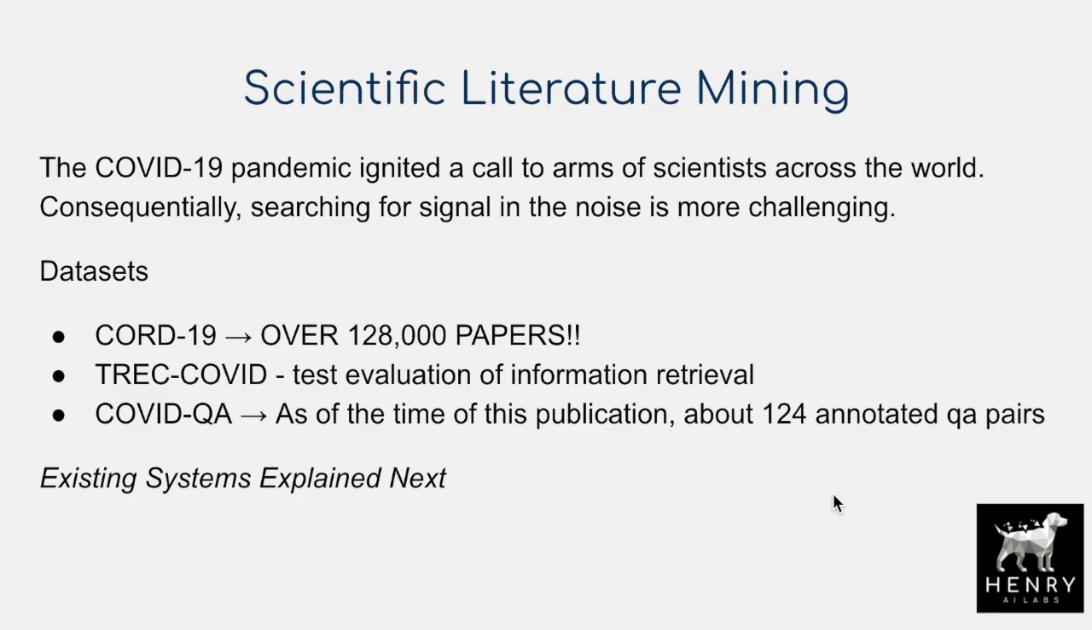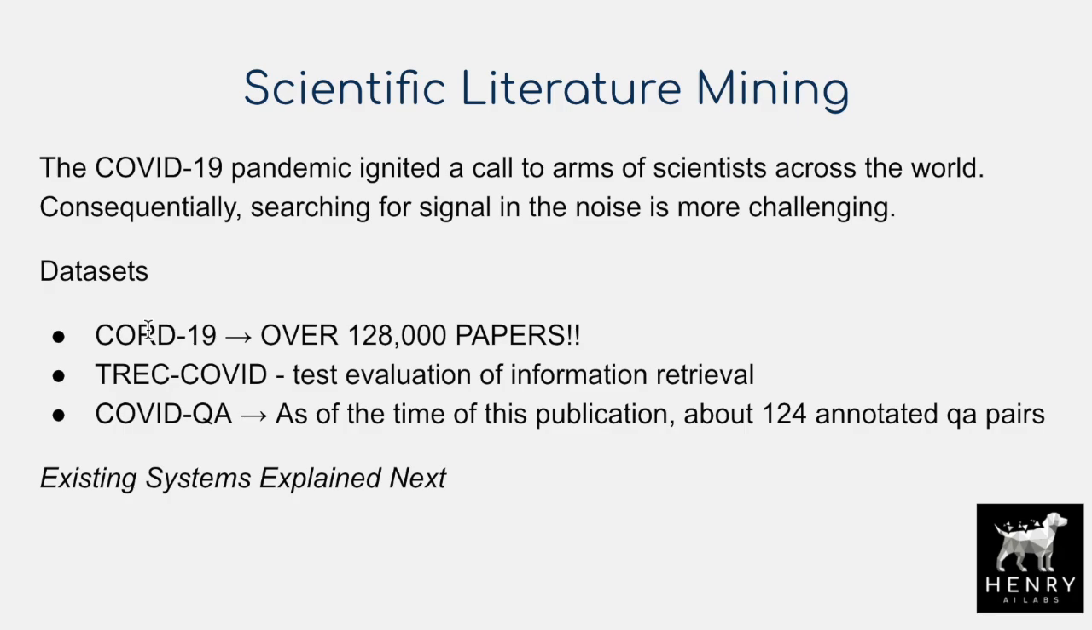The COVID-19 pandemic had tons of research published about it. This COVID-19 dataset, sourced by many institutions, such as the Allen Institute, the National Library of Medicine, and others, has over 128,000 papers. Now I think it's over 140,000 papers of all these scientific papers written about COVID-19 and anything that might be relevant. So no single person or group or team could be expected to sort through this massive volume of scientific information.